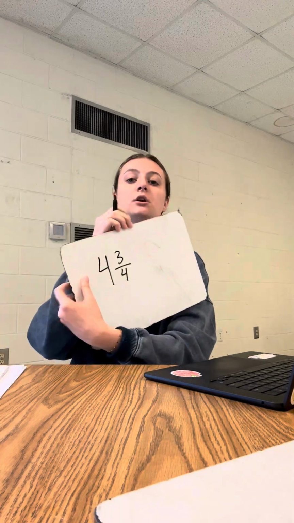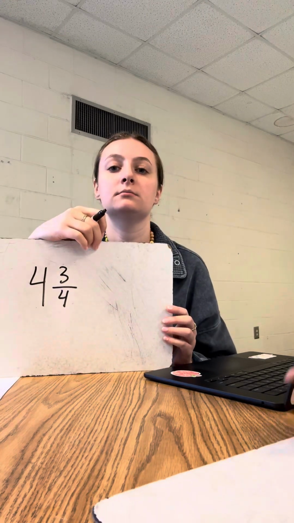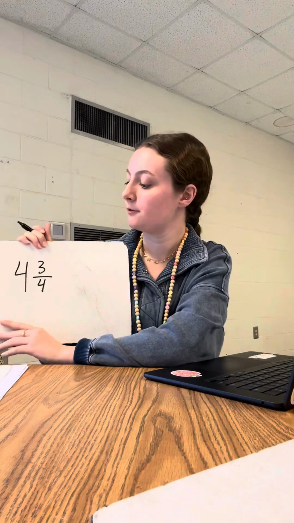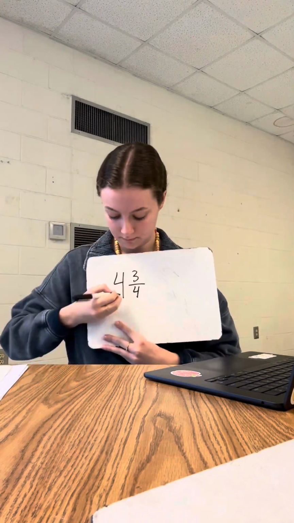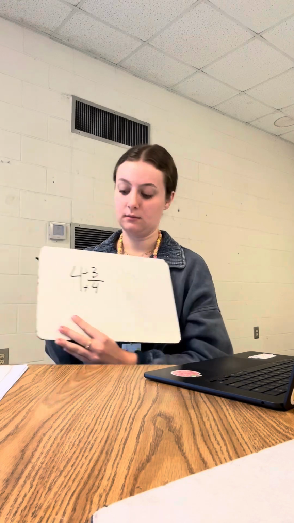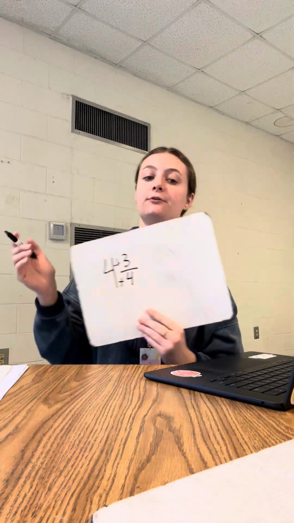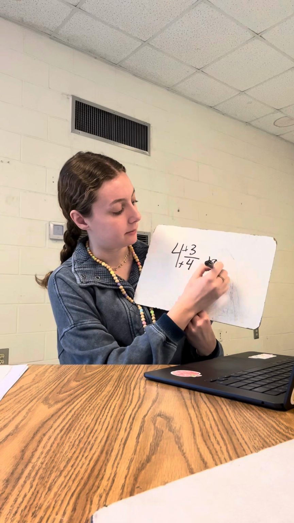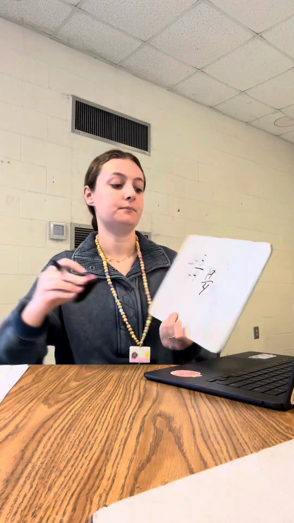Alrighty, let me get y'all a new one. Let me write it out real quick. Let's do 4 3/4. I want y'all to work this one out by yourselves. What is 4 times 4? 16. And then what is 16 plus 3? 19. Over 4. Perfect. Okay, so we all did that one. Great. Good job, guys.